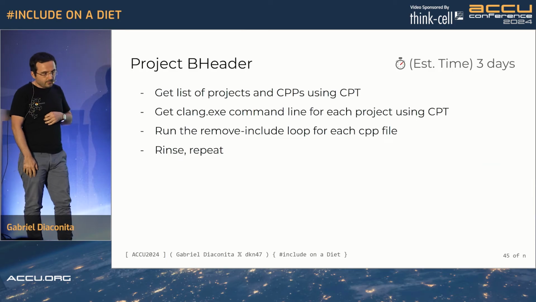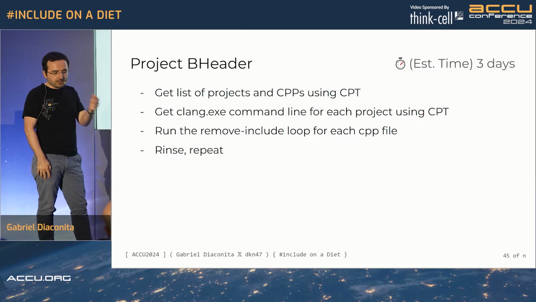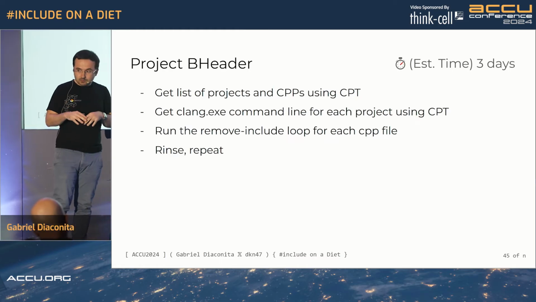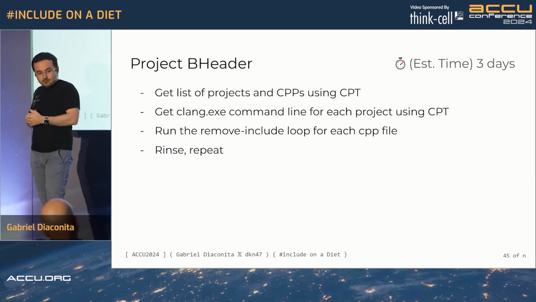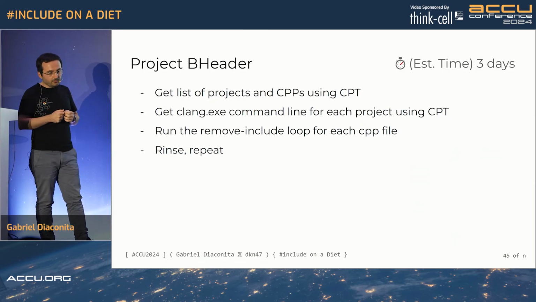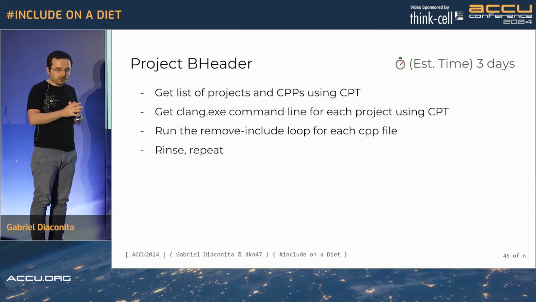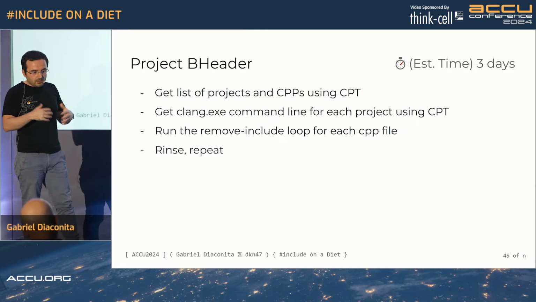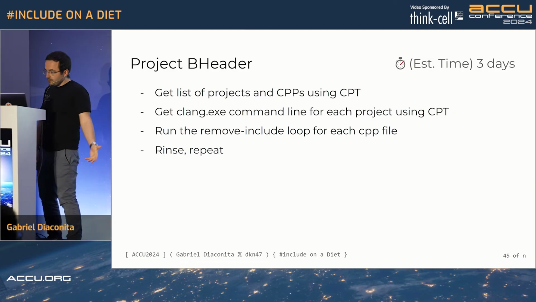So the steps that we had to take were to get the projects. Clang Power Tools automatically discovers the projects, get the list of them, make it give us for each project the command line that's required, cache it in memory, take each file from each project and process it using the cached parameters, and repeat this process as long as it takes. And hopefully we get somewhere.